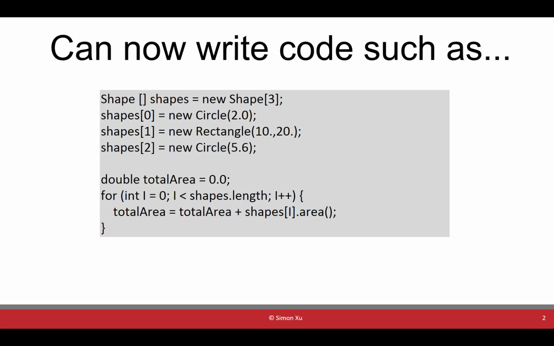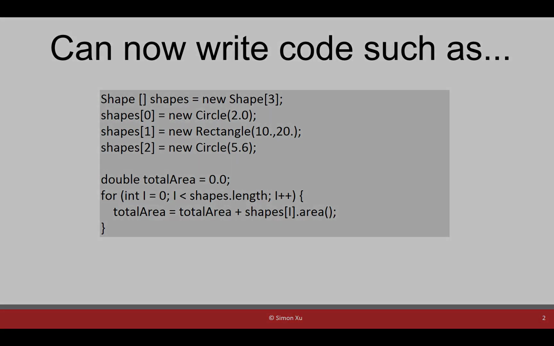An area method can be invoked for shape references, even though shape does not define a body for that method, because shape defines them as abstract. This is an example of polymorphism.